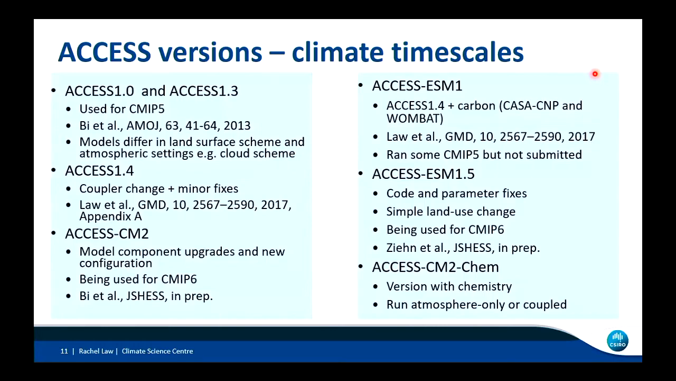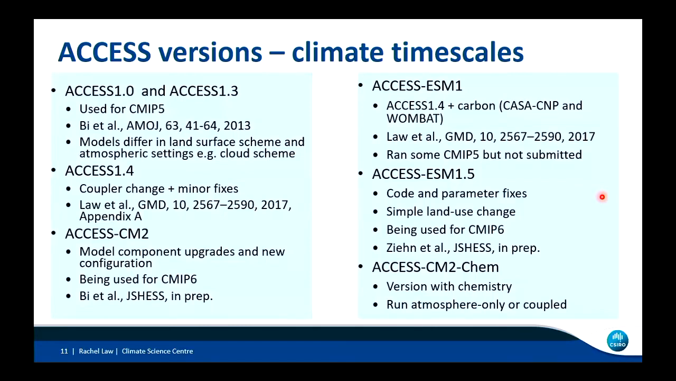So Access ESM1, basically Access 1.4 plus the carbon cycle, documented in this paper. A nightmare process to get this through GMD. I reckon it took us 2 years. We ran some CMIP5 experiments with this model, but we never actually submitted them. We were a bit too late to have impact in the multi-model analysis, so we didn't go through the overhead of actually doing the submission.